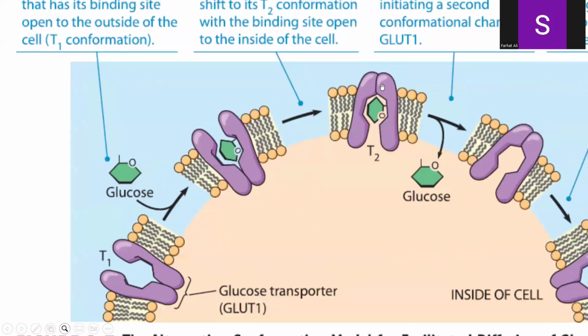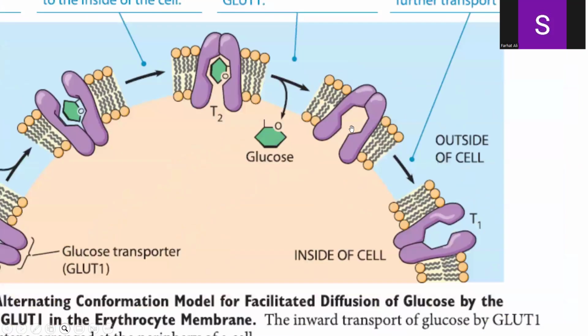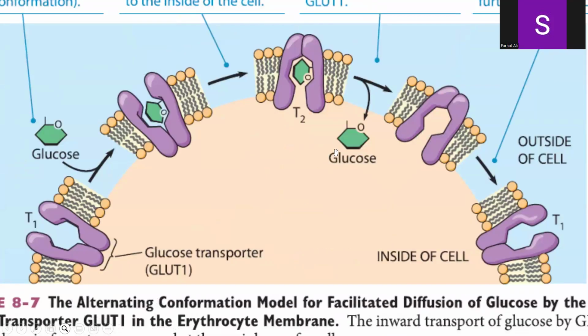I can see that in case of T2, the opening to the outside is now closed, whereas the region towards the interior of the cell is now open. Therefore, this glucose molecule can be transported into the cell. And as glucose is released from the transporter, it will be converted again into the T1 conformation. In this manner, glucose will be transported from outside the cell to the interior by means of the glucose transporter. So this is an example of facilitated diffusion.